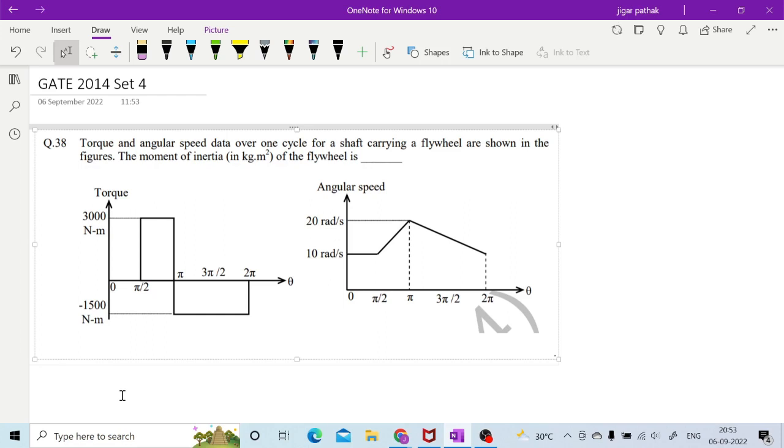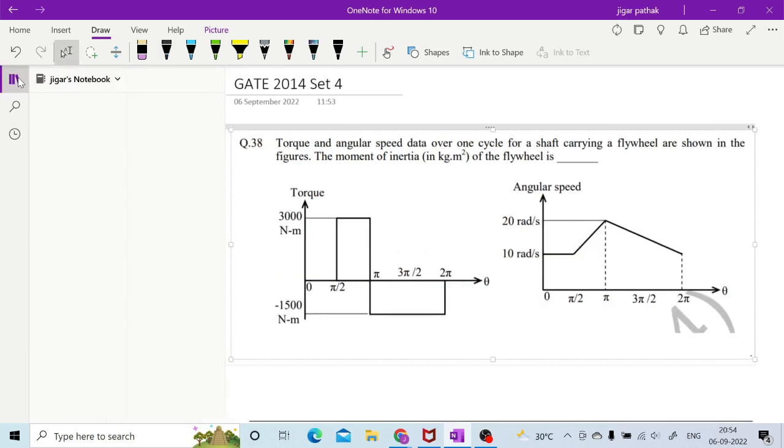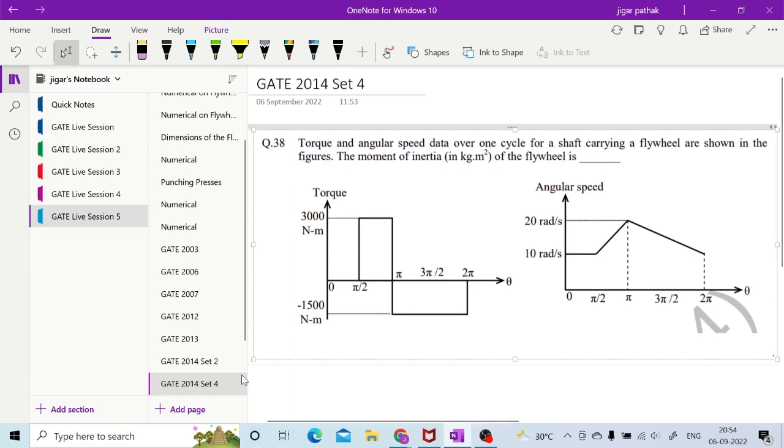See, as he has mentioned, you will get the area above the mean line, that is 1500 pi, that you have to equate to I omega square k. So you will get around 31.26 as the answer. Right? Okay sir. Okay, so let us go to the next one.